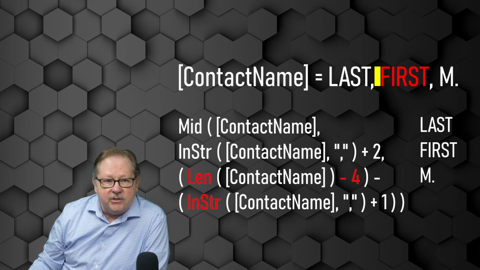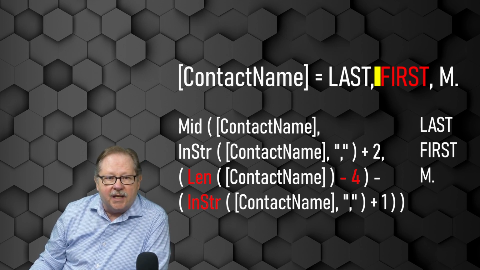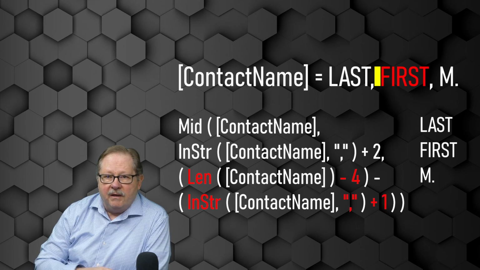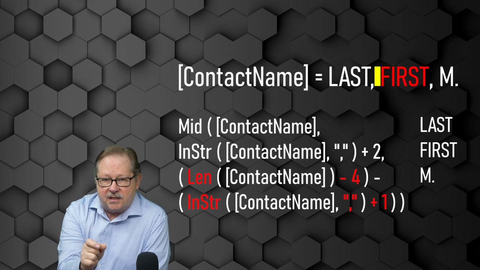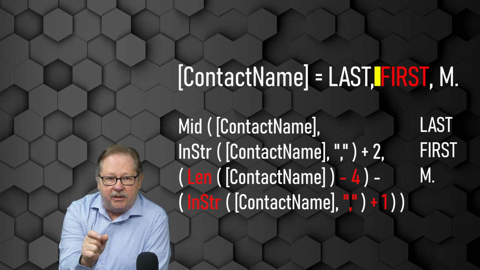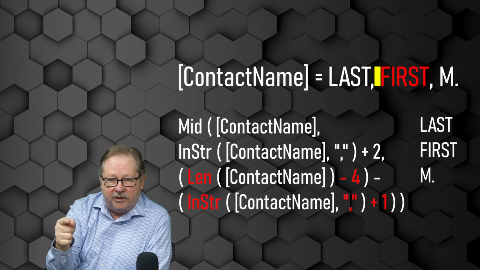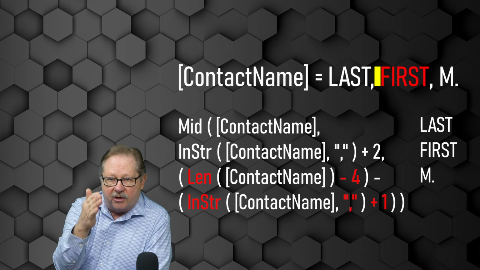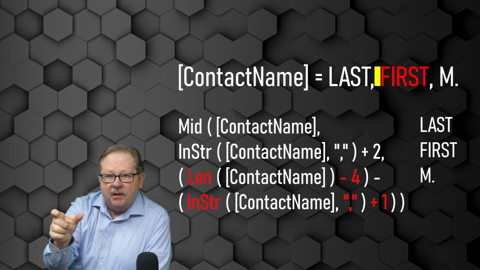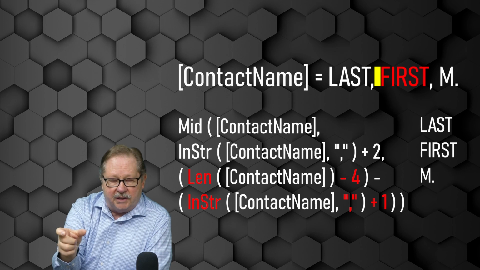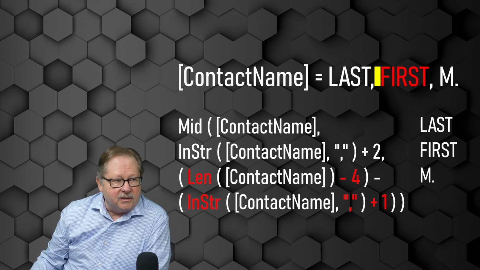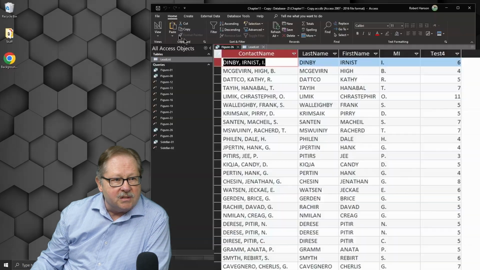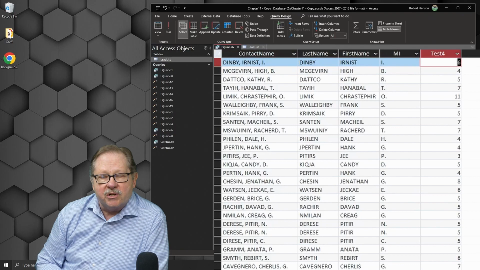Then I'm going to take the in string of the contact name at the first comma +1. That'll put me squarely on that space character, which will allow me to subtract the length of the field -4 minus the character starting at that space, and that will give me starting at the first character and counting forward till the last character of that middle initial. And the ending result then, when I execute this, is that I have this middle initial. So that's how to get that parsed off.